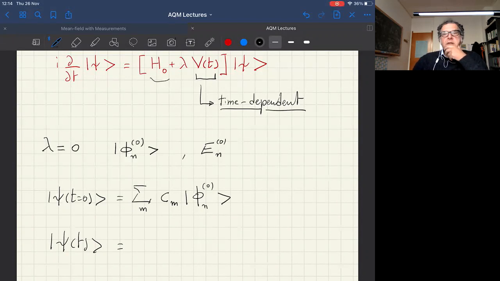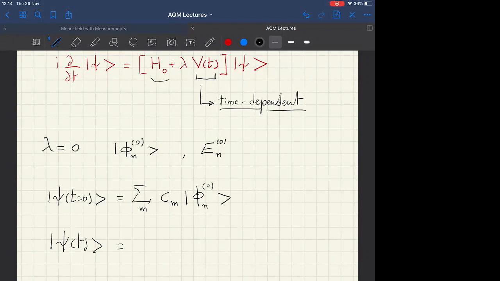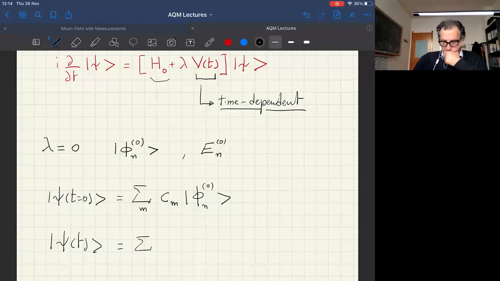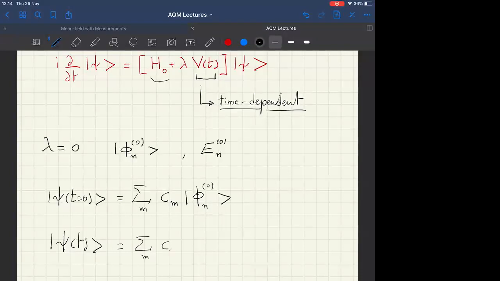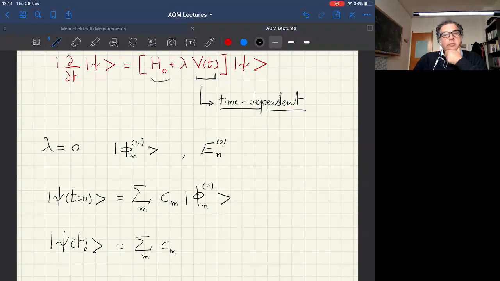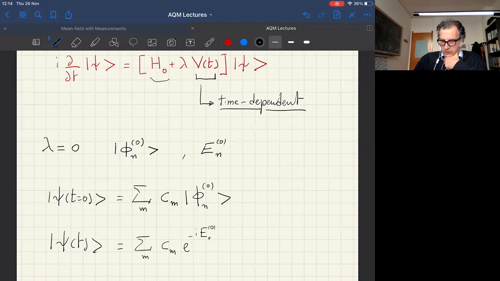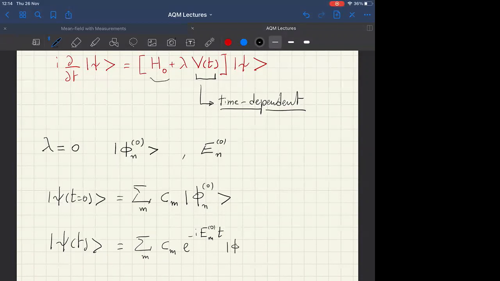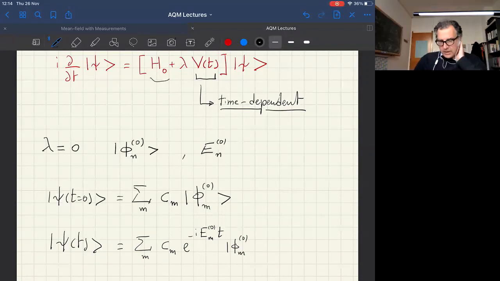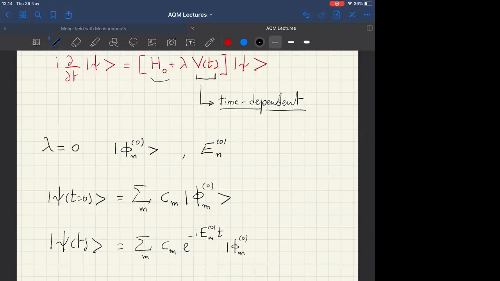Hello, can you hear me? Yes. So psi of t would just also be the summation over m of c m, but now it depends on time, and then we have exponential minus i E0 of m t over Planck's constant. Yeah, so I just put h bar to 1. Okay. So this is the solution.